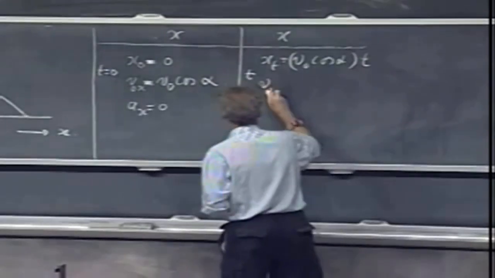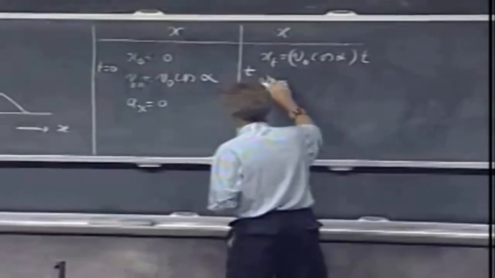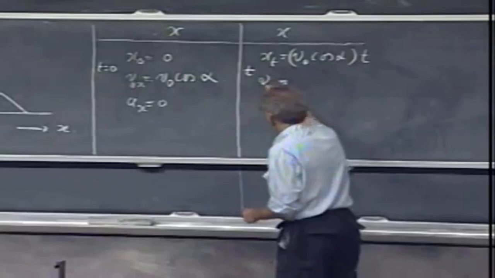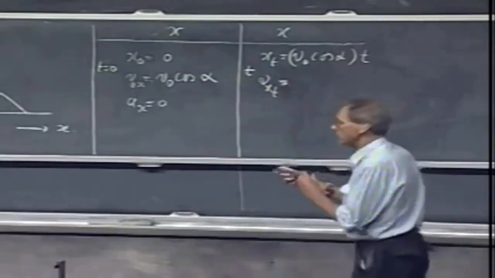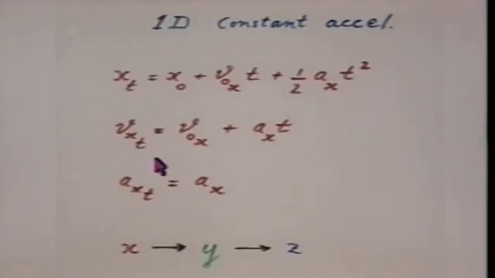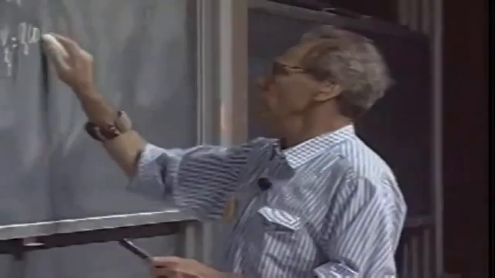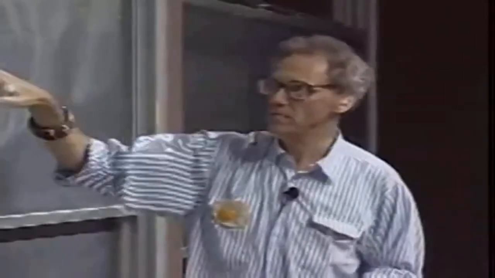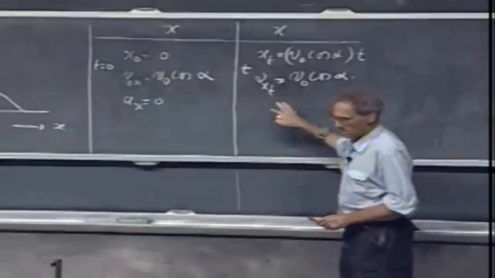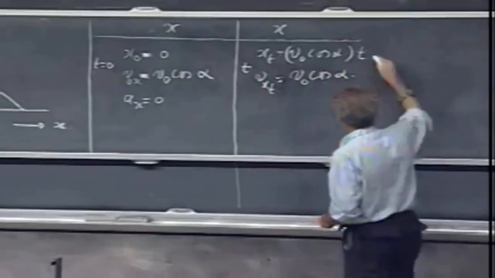What is vx of t? The velocity in the x direction at any moment in time. That is that equation. That is simply v0x. It is not changing in time because there is no acceleration. So the initial velocity at t0 is the same as t seconds later. And the acceleration is 0.